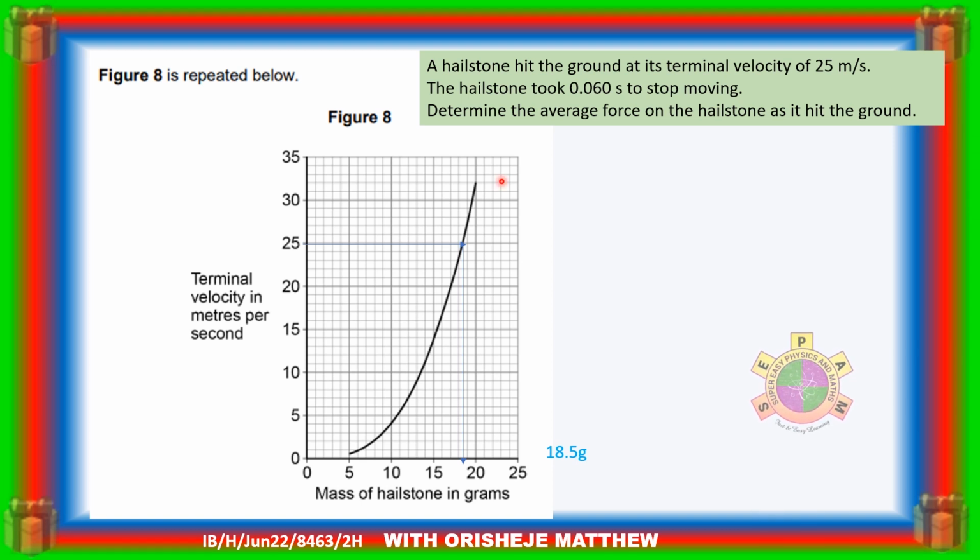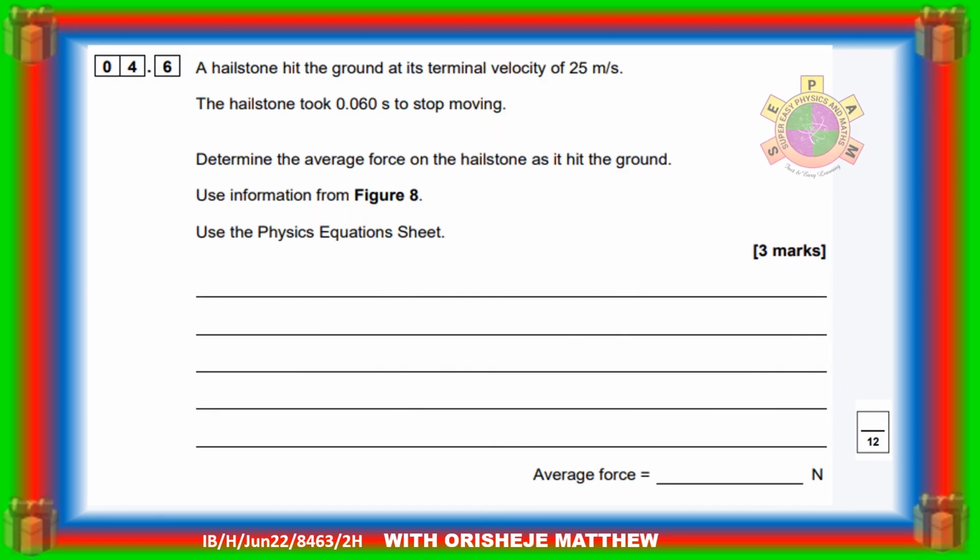That gives us about 18.5 gram. Now the hailstone, on striking the ground, took 0.06 seconds to stop moving. Determine the average force on the hailstone as it hits the ground. So let's go to the next question where the space is provided, and we can now use Newton's second law to calculate. We've already said that we need to determine the average force.